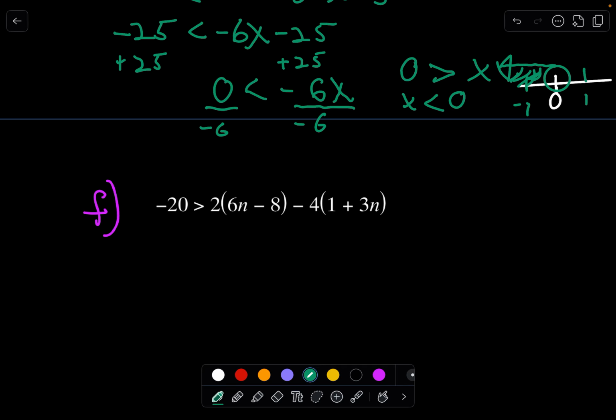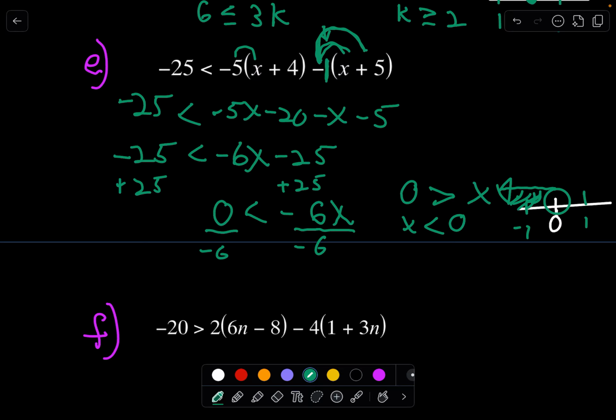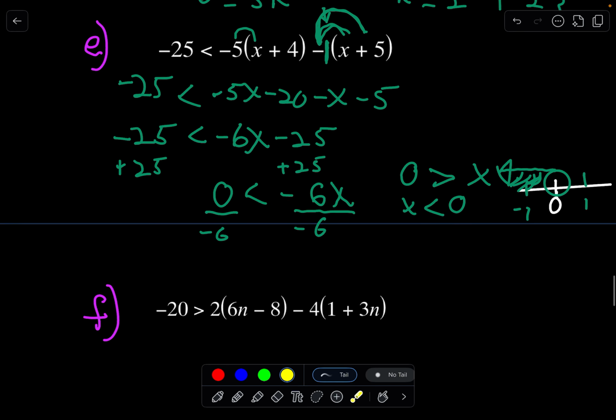All right. Again, you just gotta be careful. You're simplifying. You gotta watch your signs, and in the end, like right here, you have to realize, hey, I have to divide by a negative number, which means this inequality symbol will have to flip around. All right, last one.